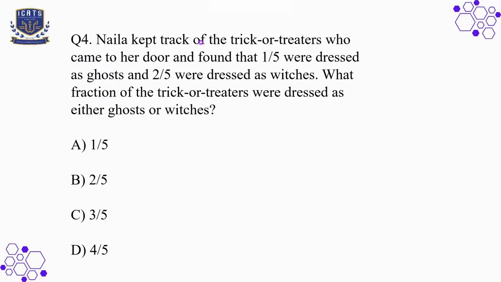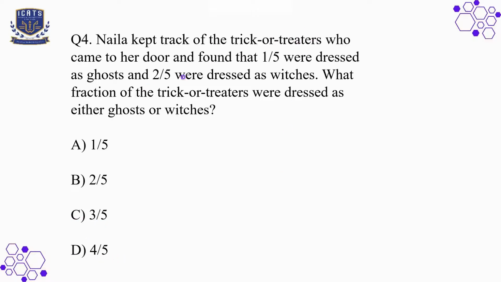Question number 4, Naila kept track of the trick-or-treaters who came to her door and found that 1 by 5 were dressed as ghosts and 2 by 5 were dressed as witches. What fraction of the trick-or-treaters were dressed as either ghosts or witches? Option A is 1 by 5, option B is 2 by 5, option C is 3 by 5 and option D is 4 by 5.